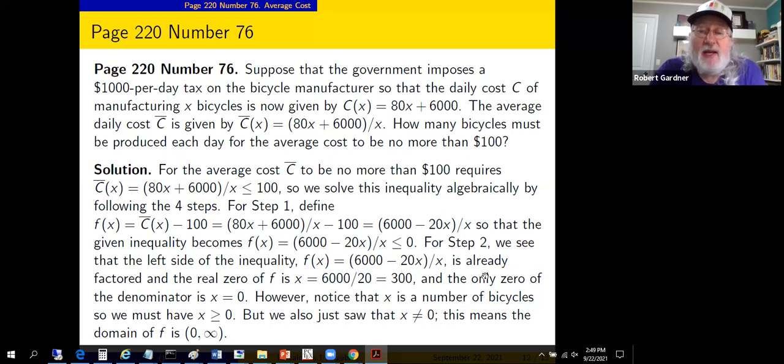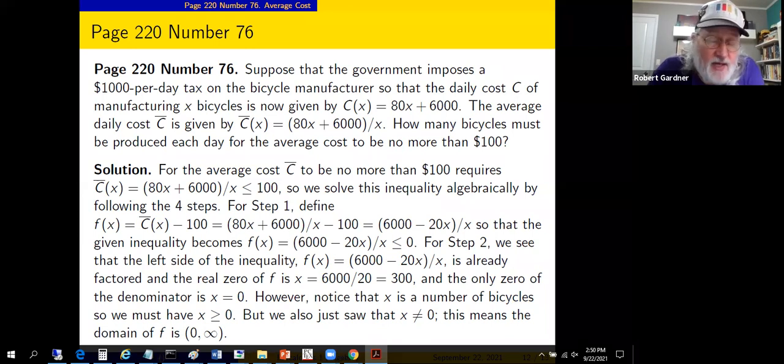The only 0 of the denominator is x equals 0. That means the domain excludes x equals 0. X is a number of bicycles, so certainly the number would have to be greater than or equal to 0, all else being equal. But to compute the average cost, the fact we got an x in the denominator, we can't have x equals 0. So the domain is not x greater than or equal to 0 in this conversation of average cost. It must be x strictly greater than 0. So the domain of the function is x strictly greater than 0.